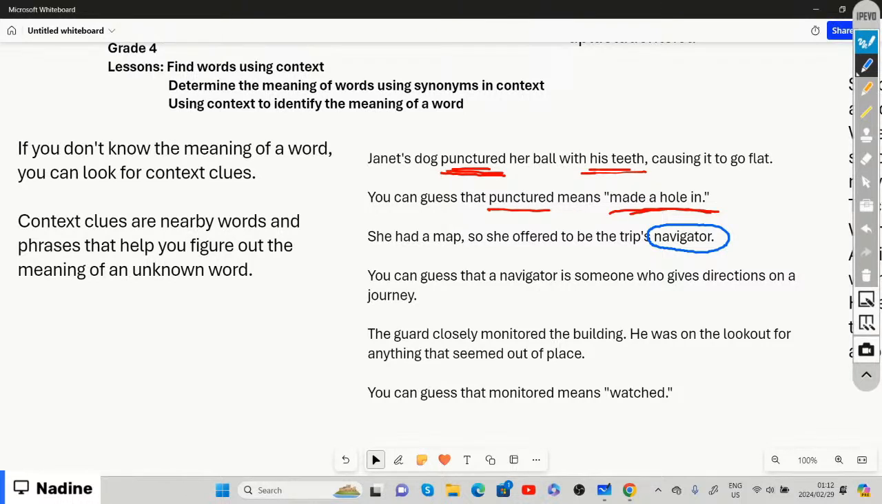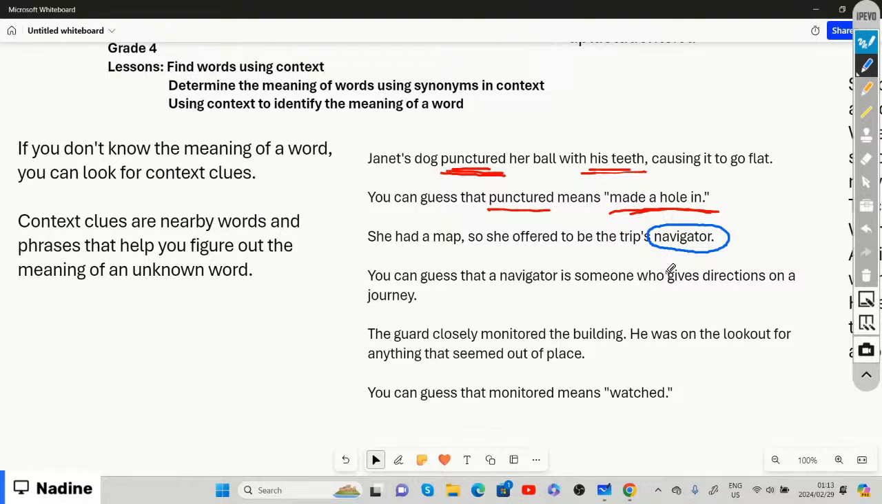So now the question is, if you have a map and you guys are driving, what is the purpose of a map? The purpose of the map is to get us from A to B, to show us directions. It tells us that we need to go straight, we need to go left, we need to go right, we need to go down this road, that road. You understand? So it says she had a map, so she offered to be the trip's navigator.